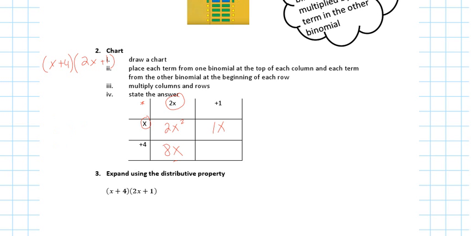So 4 times the 2x, it will be 4 times the 2, which is 8, and then just x. And then 4 times 1, which gives me 4. So if you look at this now, I have 4 terms. Right? You see the 4 terms? Now I'm going to have to look at like terms. Okay? Because like terms, I can add them together so I can make it simplified.